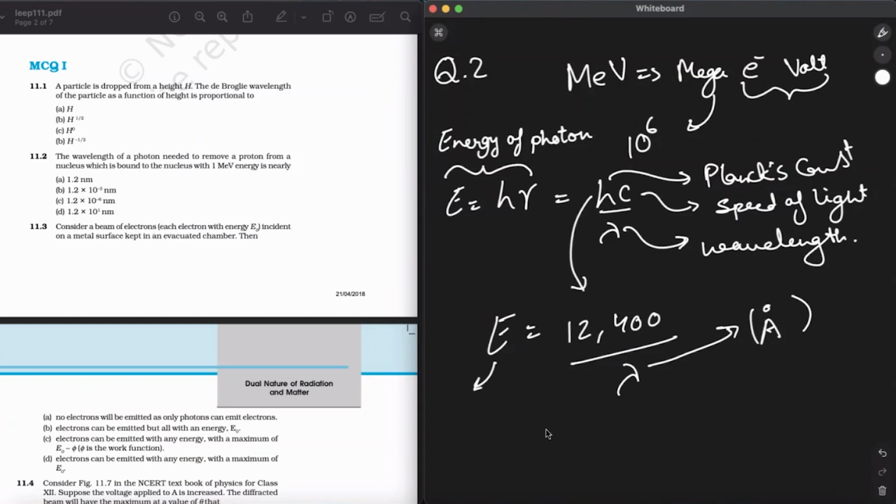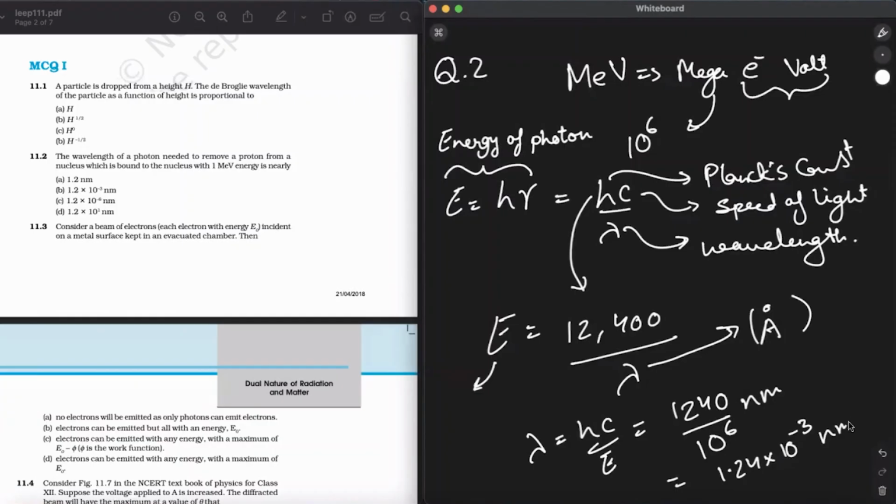Solving from here, lambda will be equal to hc upon E, and it will be 1240 because lambda we have to calculate in nanometer, and the energy given was 1 mega electron volt, so energy is 10 to the power of 6. So what will be our answer? It will be 1.24 into 10 to the power of minus 3 nanometer. So option number B is the correct answer.